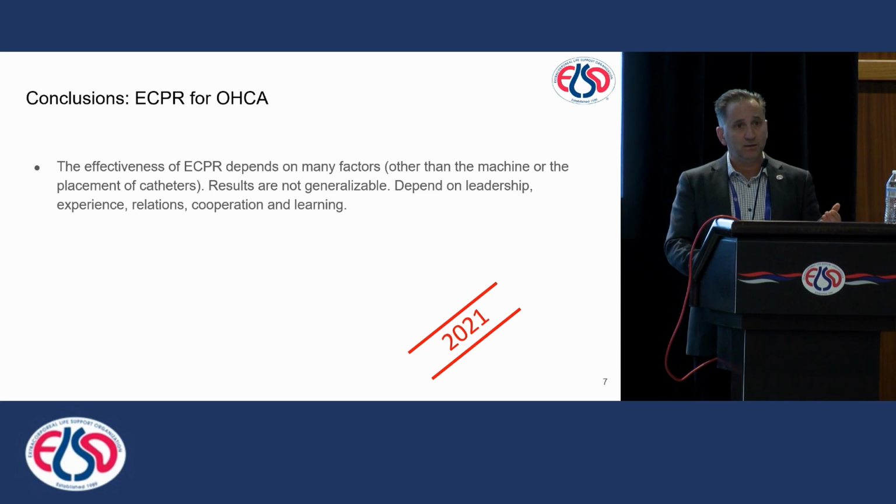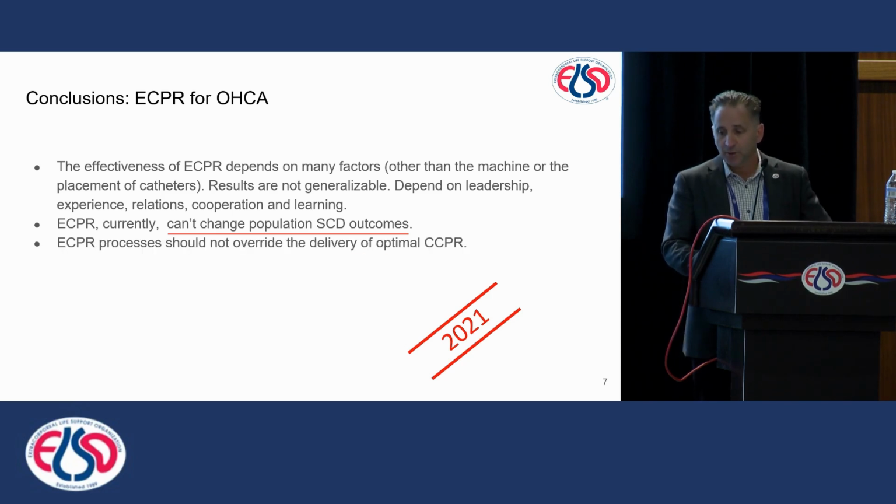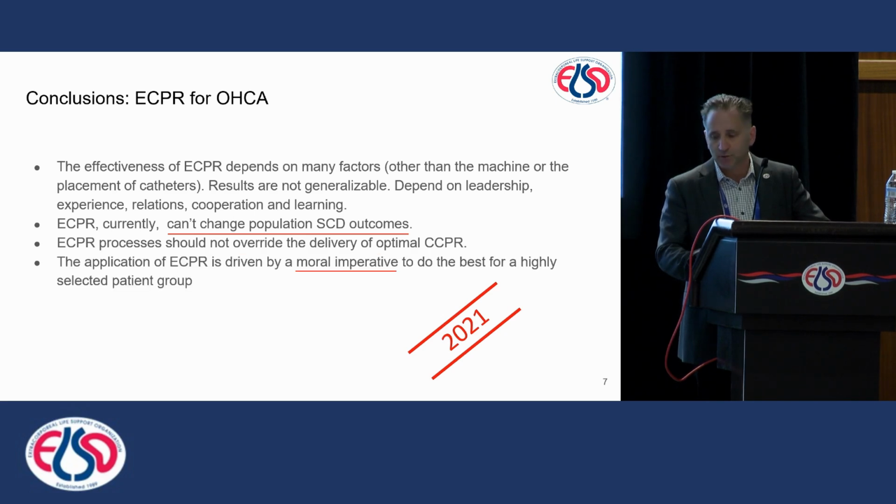Which brings me to my thoughts on ECPR in general, which are the effectiveness of an ECPR program is very site-specific and it's not a generalisable thing. It depends on lots of things. ECPR can't currently change the outcomes of sudden cardiac death. ECPR process should not override the delivery of optimal conventional cardiac resuscitation. And I think the really big point that was not glossed over by Jan but deserves re-emphasising is that the big difference was in the control arm survival in arrest, and that time could possibly be associated with time at scene, providing better outcomes for that group. So optimal conventional CPR is really important.